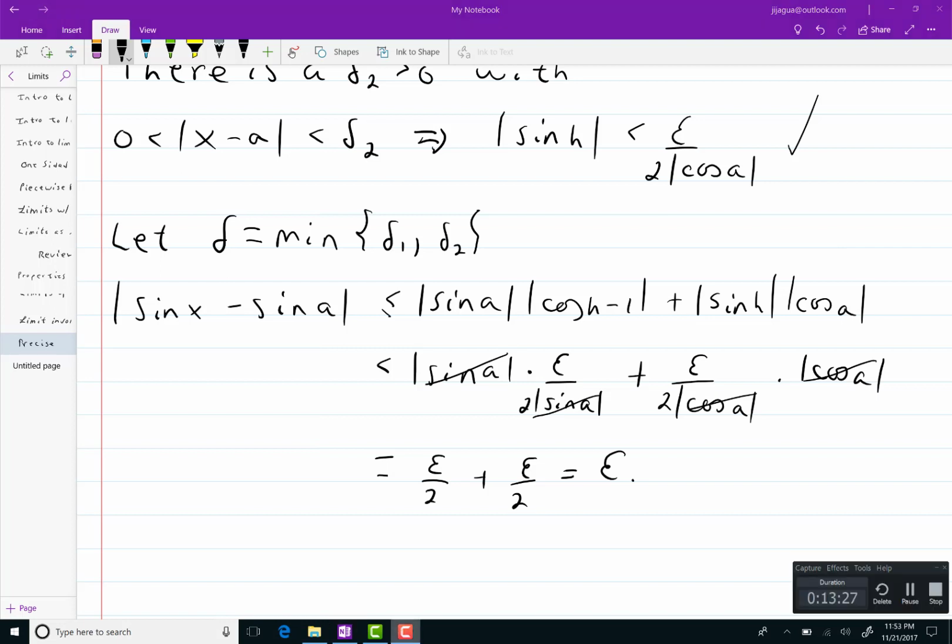I'm not going to do any more epsilon delta proofs. I think I've exhausted all the ones that I want to do, except later on in the course we will be dealing with exponentials and logarithms. So, can't wait for that.